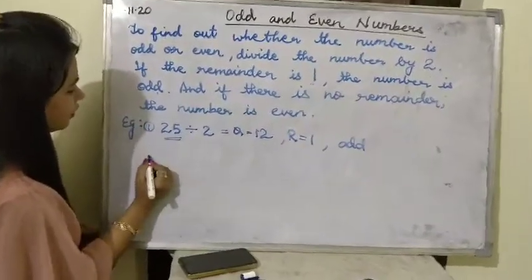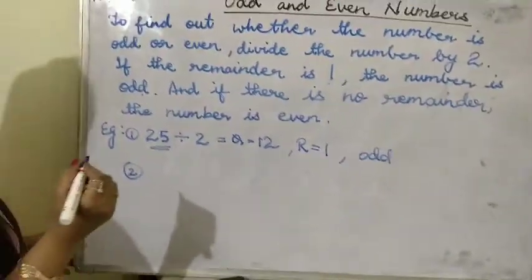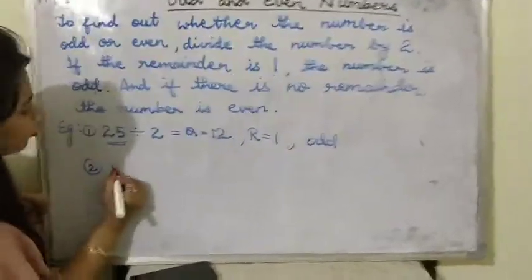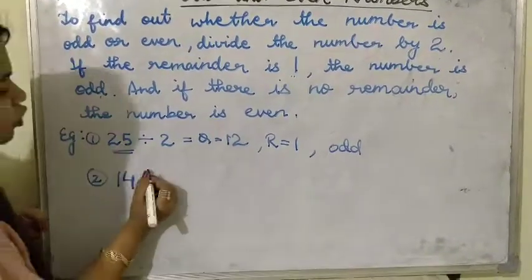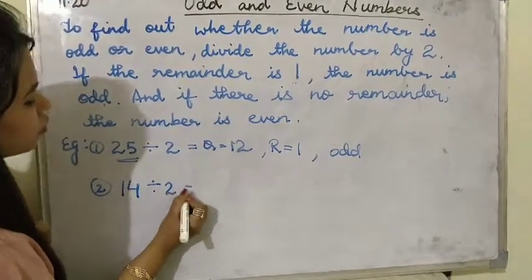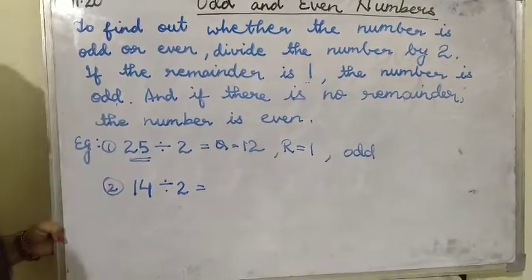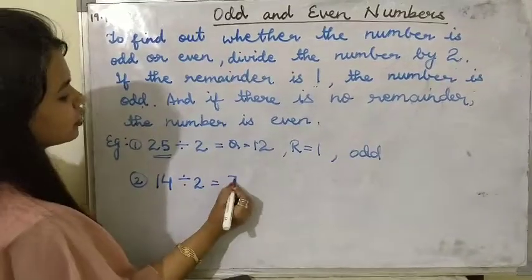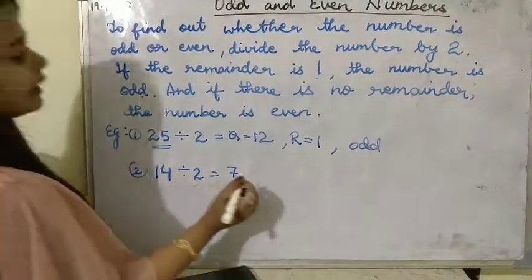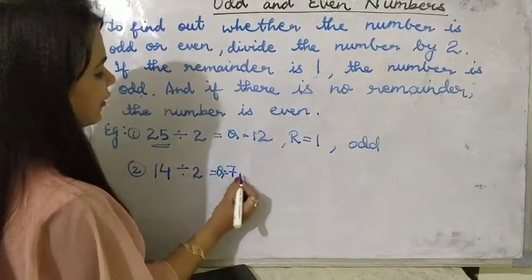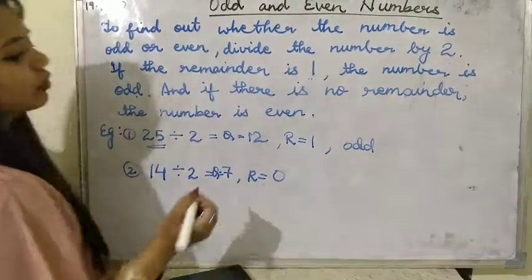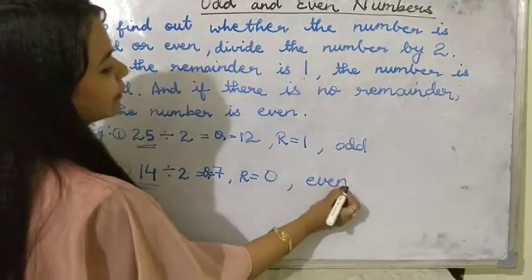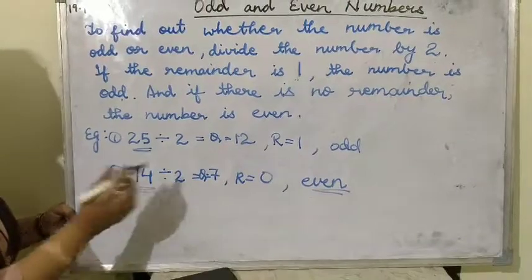This was example number 1. Let's take another example. For example, 14. 14 divided by 2. You all know the table of 2. 14 comes in the table of 2. Yes, 2 sevens are 14. So, since it's completely divisible, quotient is 7 and remainder is 0. So, your number 14 becomes your even number, since it is completely divisible by 2.